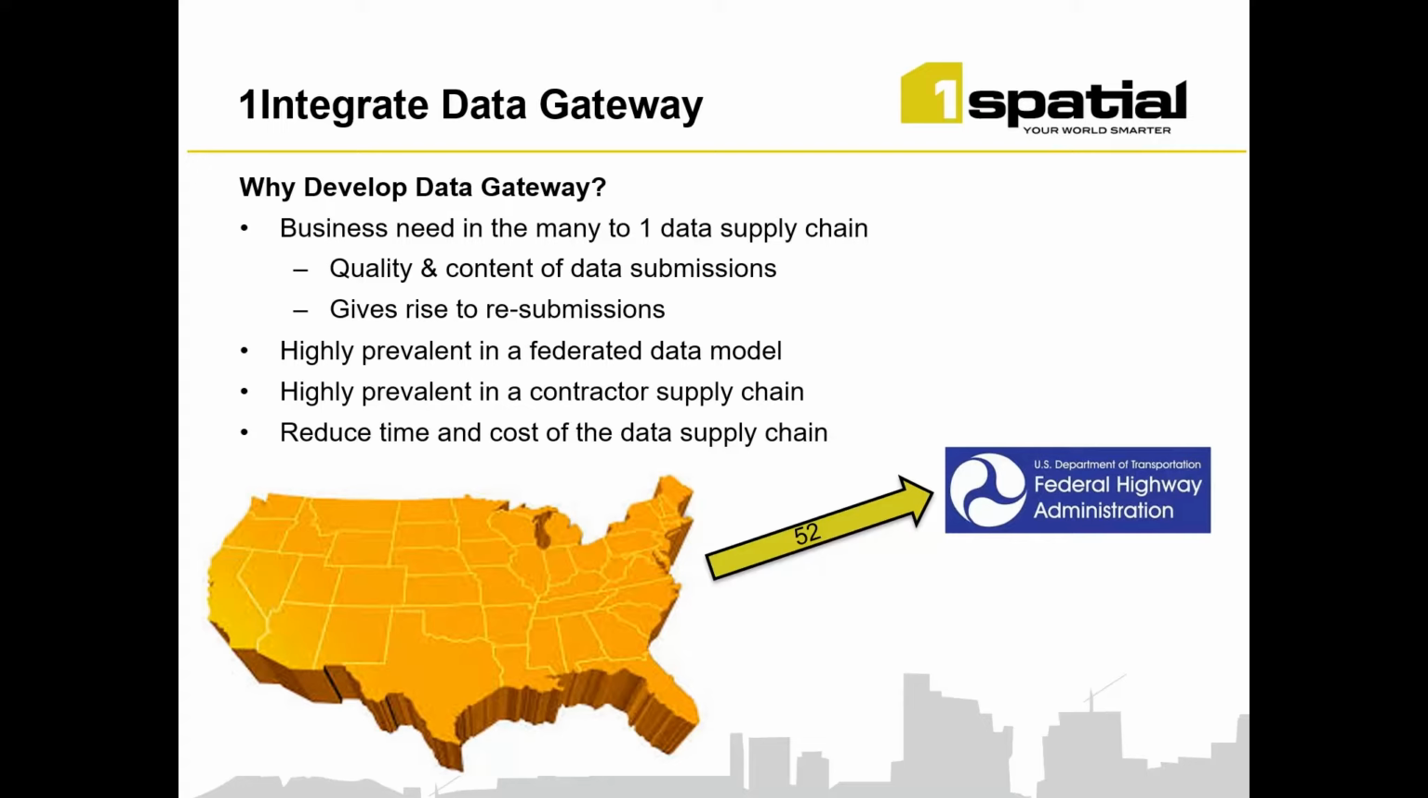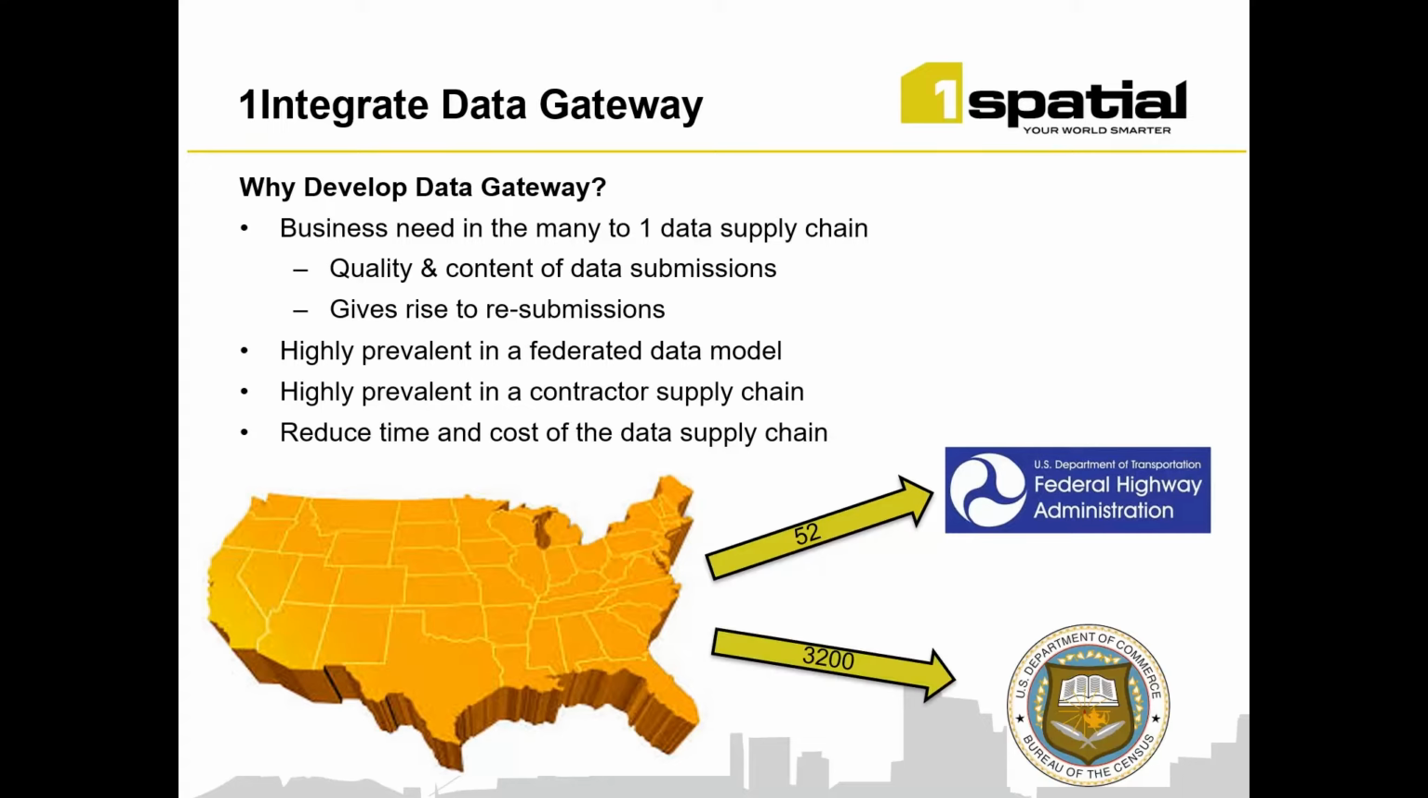So that's one example. A second example is actually with US Census. And that takes it to a whole other level, whereas instead of it being 52 submissions coming through, they get over 3,200 submissions coming through every year. And again, the same principles as federal highways apply, whereby when the data comes in, it can very quickly be validated and reports sent back to the end users.